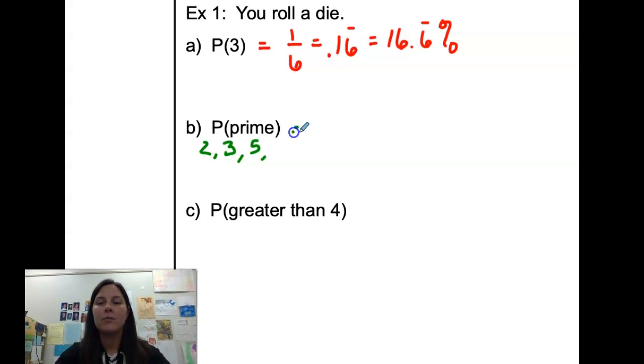So the chances that we get a prime number when we roll a die, there's 3 prime numbers out of the 6 numbers on the die. Now 3 out of 6 can be simplified to 1/2. 1 divided by 2 gives us a 0.5 probability as a decimal. And when I multiply 0.5 by 100, or move that decimal 2 places to the right, I get a 50% chance of rolling a prime number.